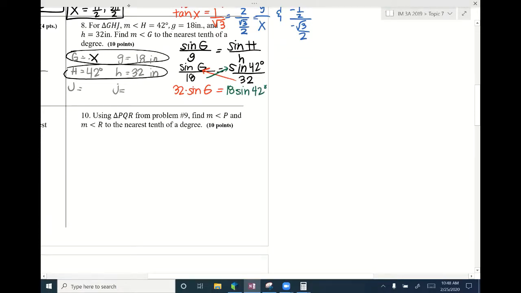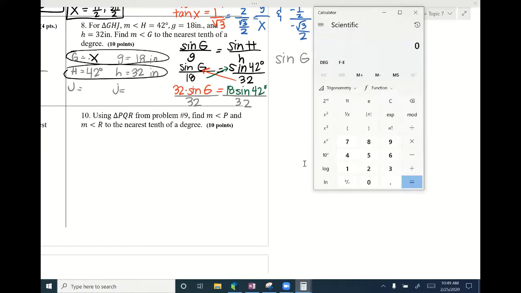Since I want G as my answer, I have to divide both sides by 32. So that's going to give me that sine of G is equal to, and let's calculate that, 18 times sine of 42 divided by 32 gives us 0.3764.